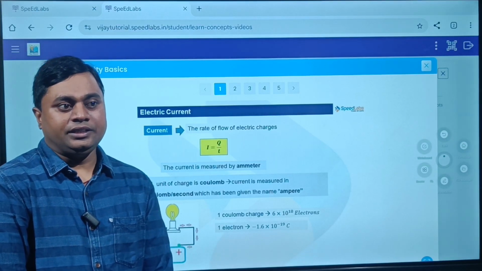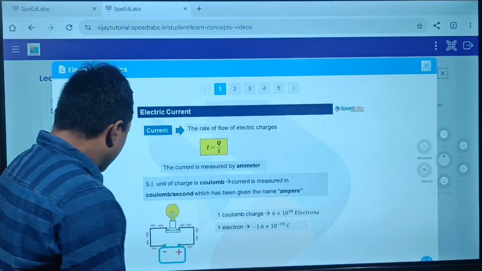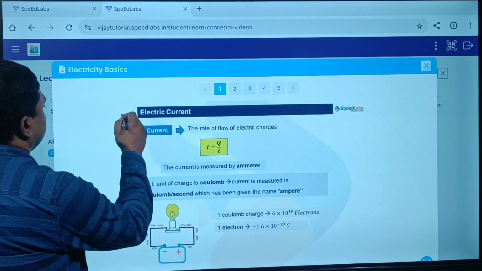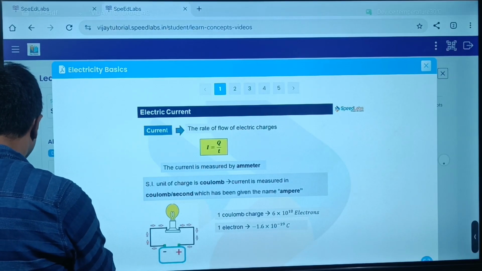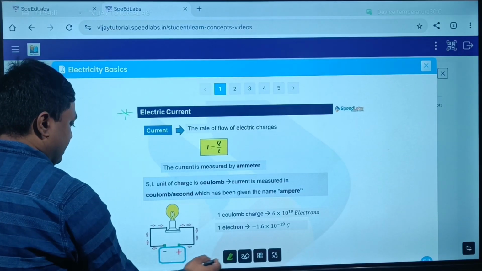Hi everyone, in this video I am going to explain electricity. So when we talk about electricity, the first concept is electric current.